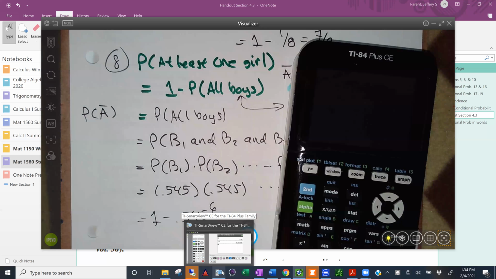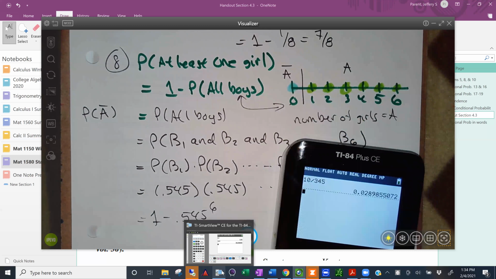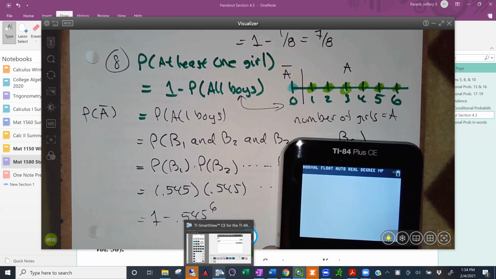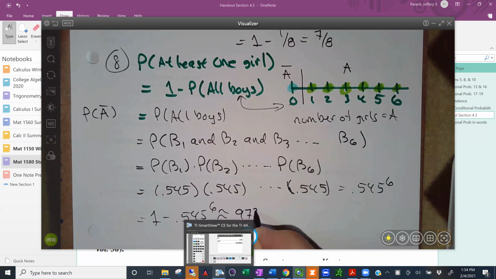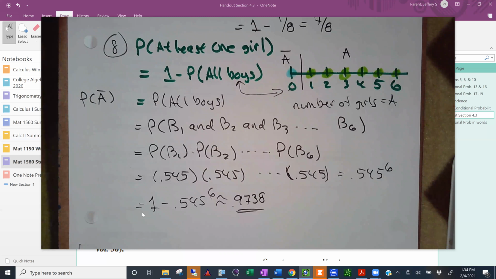I'll do it here so that way you can keep copying. 1 minus 0.545 raised to the 6th power. Yeah, 97.38%. So 0.9738. Yay. Cool. Awesome.